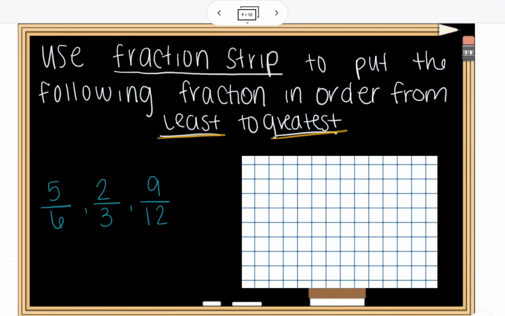Use fraction strips to put the following fractions in order from least to greatest. So this is where I want you to step in, and I want you to complete the problem, and we will go over your work. So just take time and complete that.